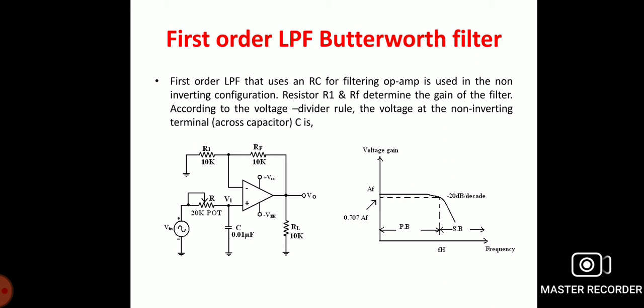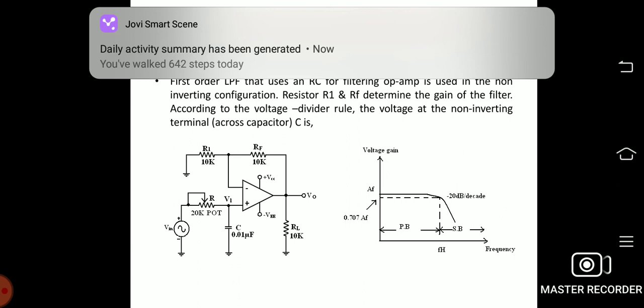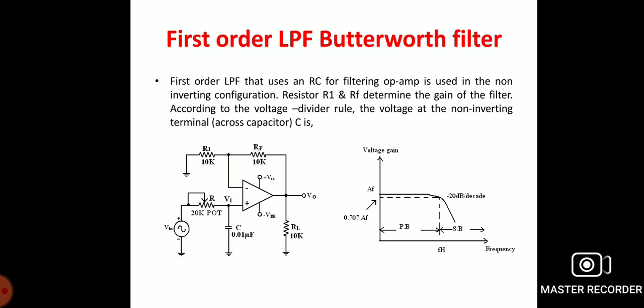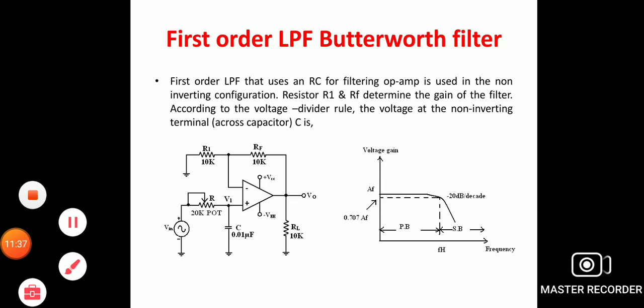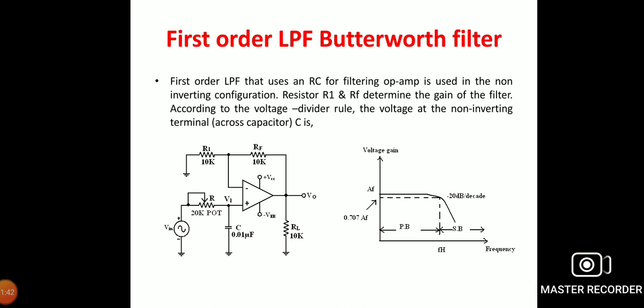The output V naught is connected to the resistances R1 and R2 and then the feedback resistance RF. Now the graphical representation shows the gain rolling off at minus 20 dB per decade. So in this lecture we have completely discussed the first order high pass Butterworth filter, and now we can discuss the second order high pass Butterworth filter.